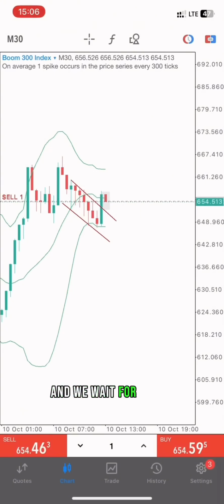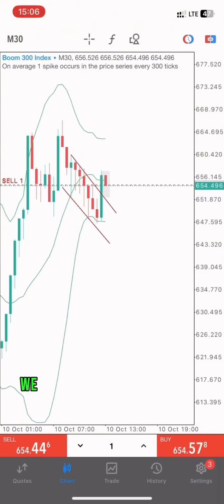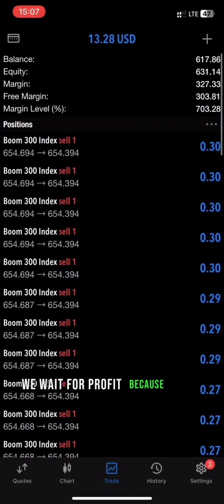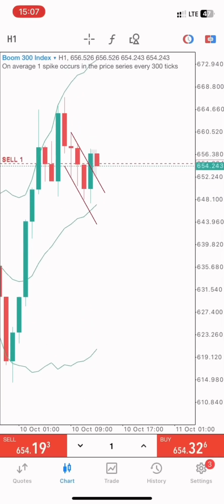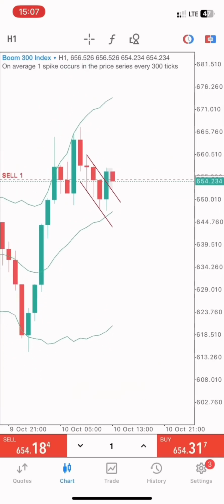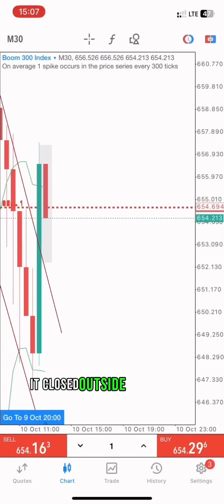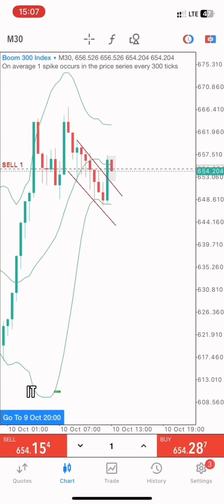And we wait for profit. We wait for profit because it has to go down. Right there. Now we know it closed outside of the trend line. It closed outside the trend line.